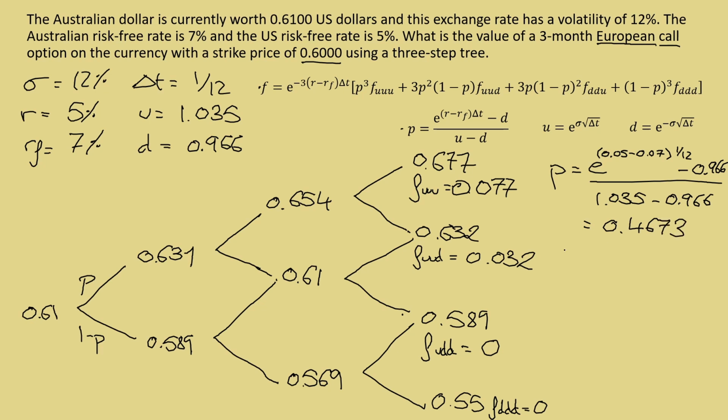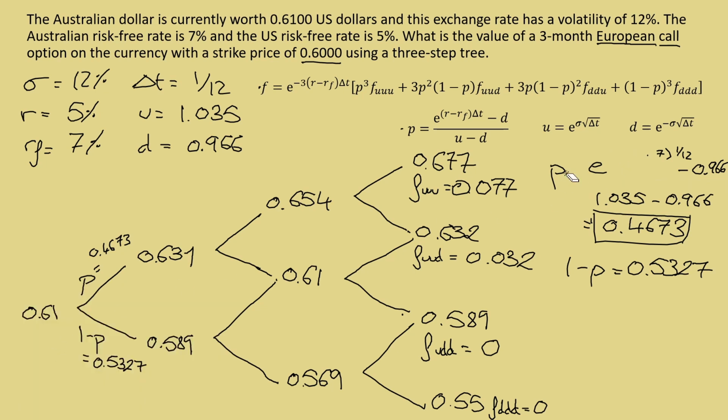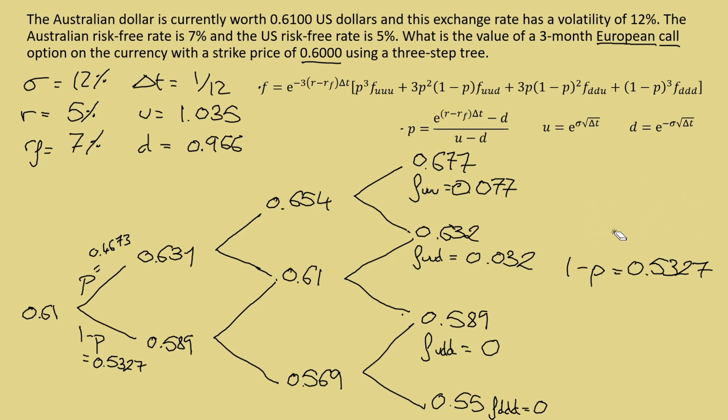Okay. So if you plug this into a calculator, you should get that P is equal to 0.4673. And therefore 1 minus P would be equal to 0.5327. Excellent. So P here would be 0.4673 and 1 minus P 0.5327. Perfect.